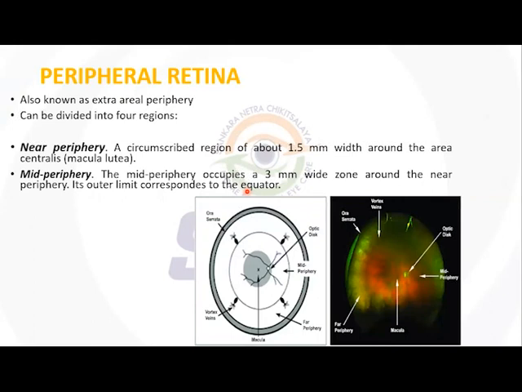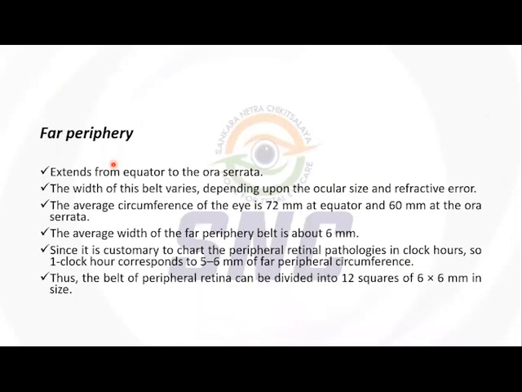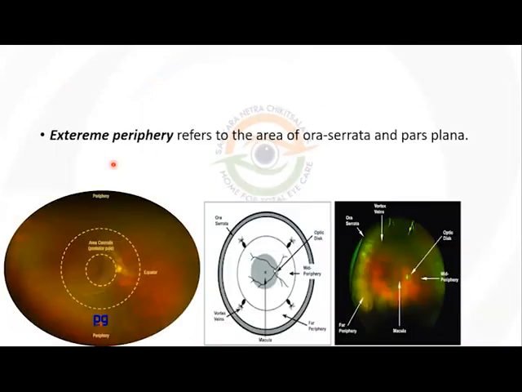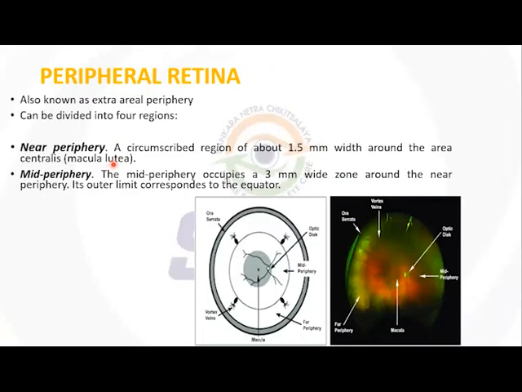Next, the peripheral retina. The peripheral retina is also known as the extra-areal periphery. It can be divided into four regions: near periphery, mid periphery, far periphery, and extreme periphery. The near periphery is a circumscribed region of 1.5 millimeter width around the area centralis, that is the macula lutea, and the mid periphery occupies a 3 millimeter wide zone around the near periphery. Its outer limits correspond to the equator. Again, the mid periphery is a 3 millimeter wide zone around the near periphery, and the near periphery is 1.5 millimeter around the area centralis or macula.